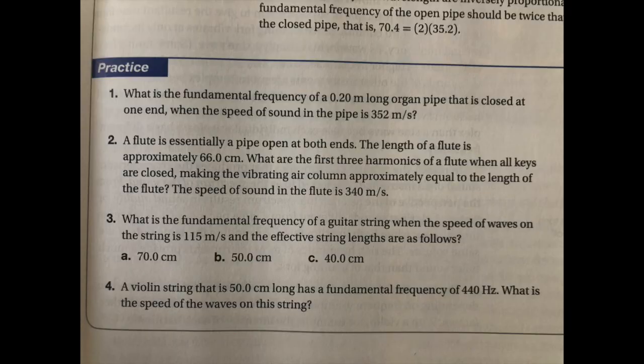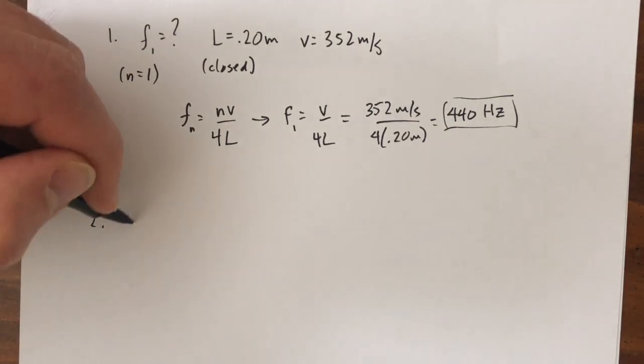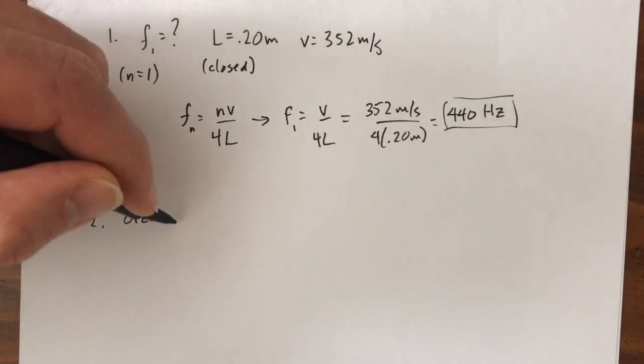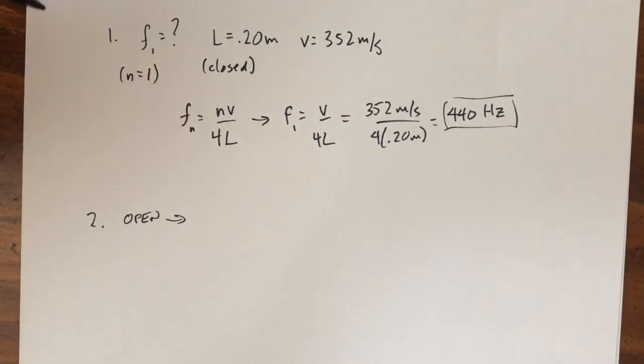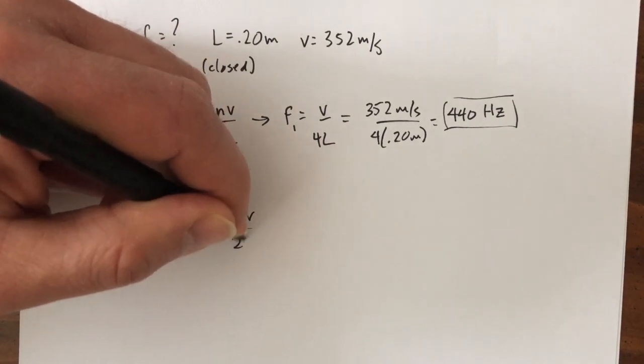Number 2 talks about a flute. A flute is a pipe that's open at both ends. It gives you a length. It says, what are the first 3 harmonics of a flute when all keys are closed, making the vibrating air column approximately equal to the length of the flute? The speed of sound in the flute is 340 meters per second. So I'm just going to set this one up here. First of all, it's an open pipe, which tells us that the equation we need is going to be Fn equals nv over 2L.